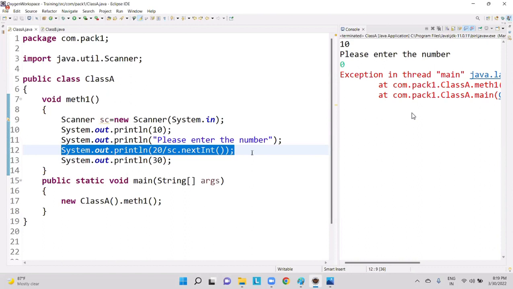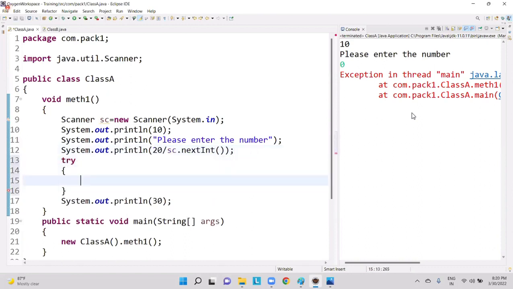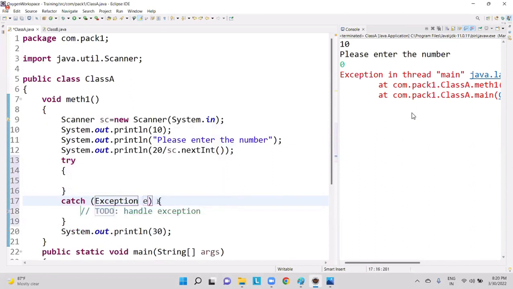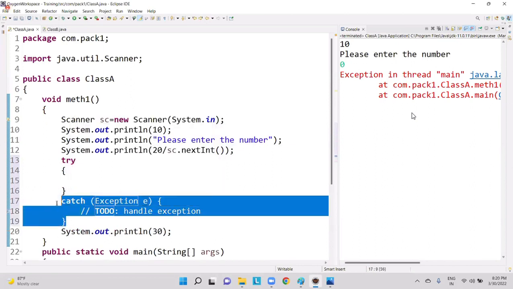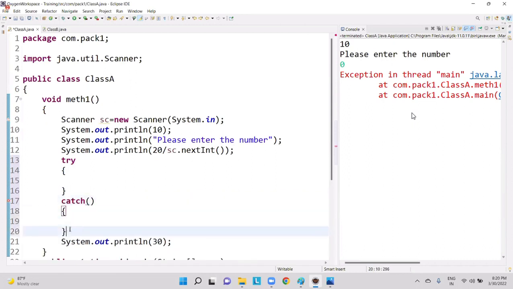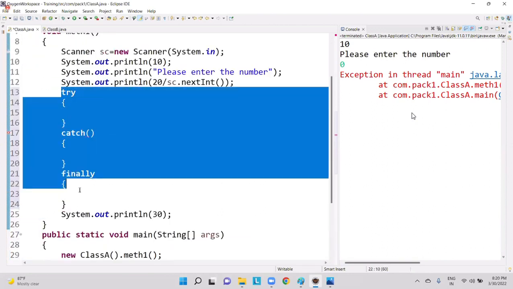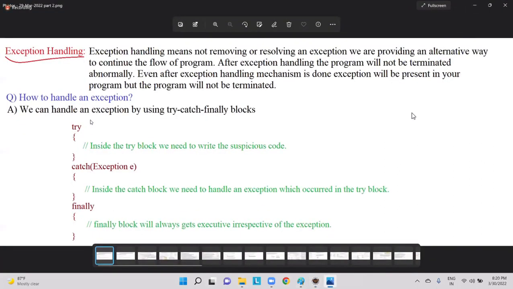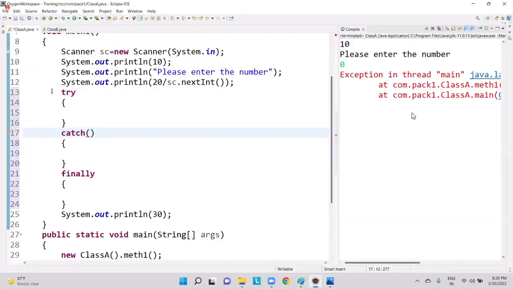Okay, first, let me try to write all the blocks. Try block, after that, catch block, after that, finally block, like this. I have written all the 3 blocks. Now, guys, I told you, we can handle an exception. We can handle an exception by using what? By using try, catch, and finally. So I have written all the 3 blocks.